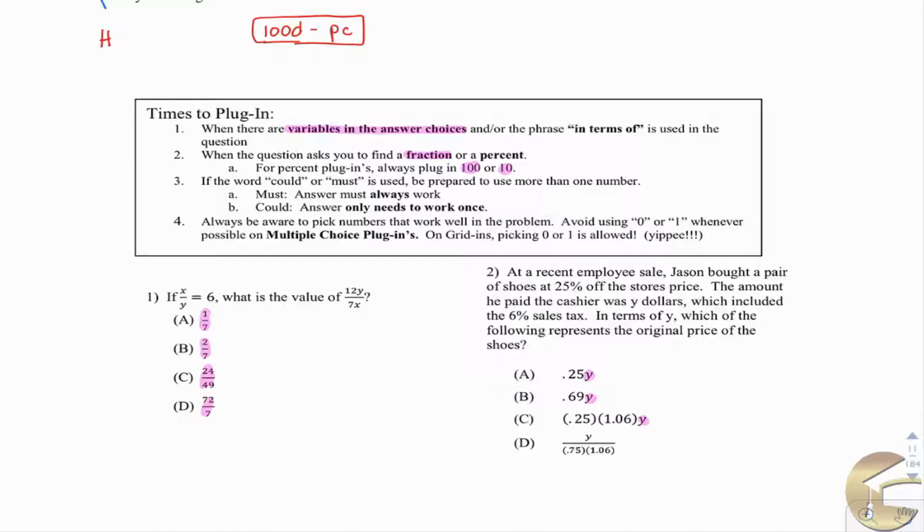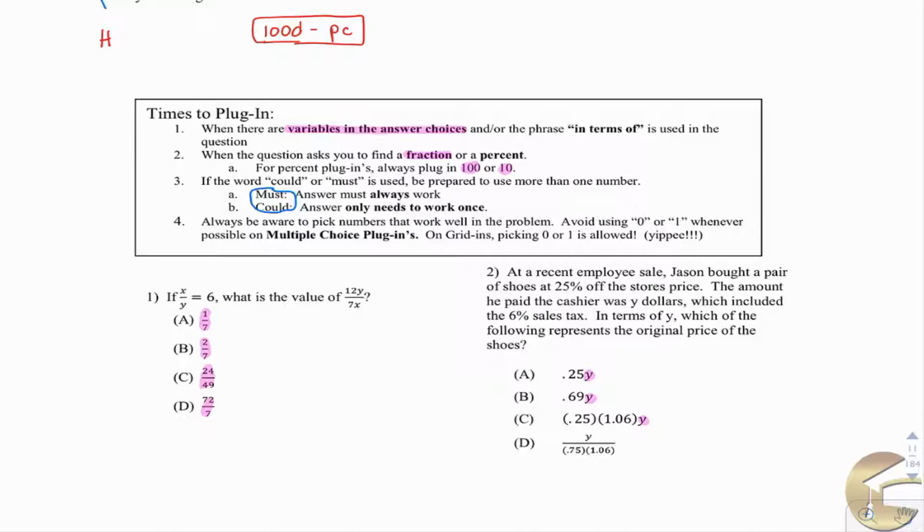So again, you want to make the problem as easy as you can, so try to pick 10 or 100. And there are certain times you see "could" or "must." These usually show up in the Roman numeral questions. If you're plugging in on those, you may have to plug in more than once. So just pay attention if you see those words. That'll be a clue that, hey, you can plug in, and just be aware you may have to plug in more than once.